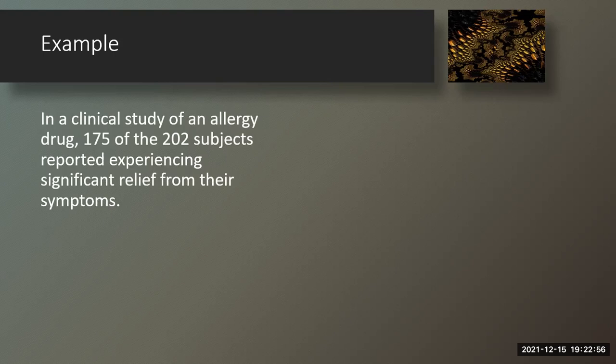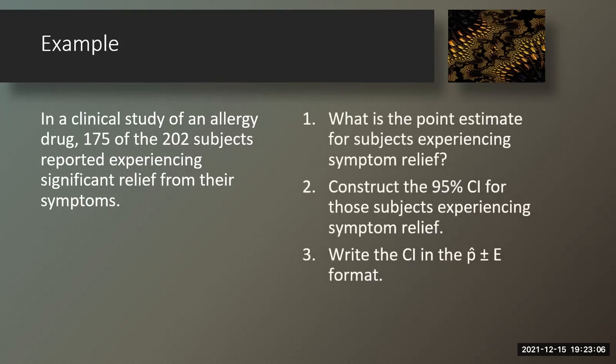In a study of an allergy drug, 175 of 202 subjects reported experiencing significant relief from their symptoms. We're going to find the point estimate, and then we're going to construct the 95% confidence interval. And if I have time, we'll write it in the p hat plus or minus E form. We'll use my calculator to do that. So the point estimate is your p hat, 175 out of 202.